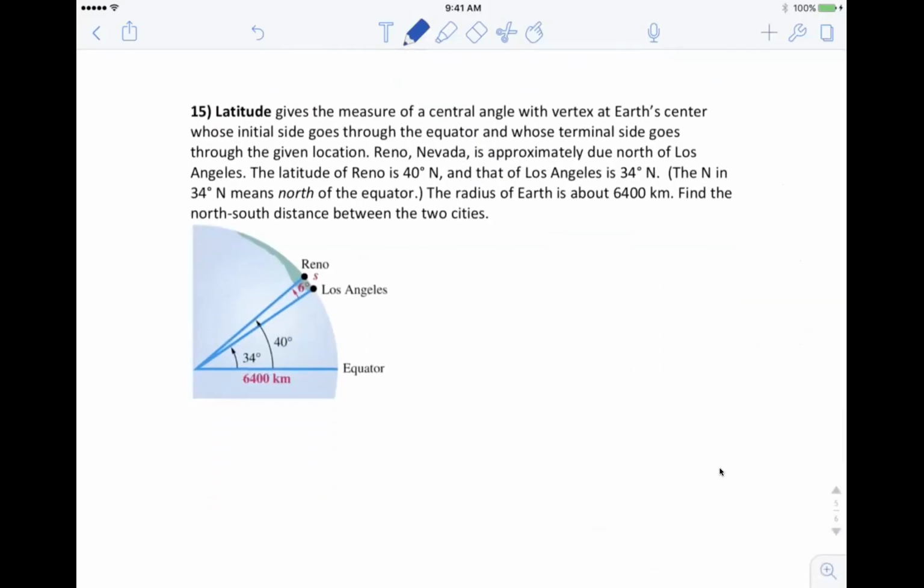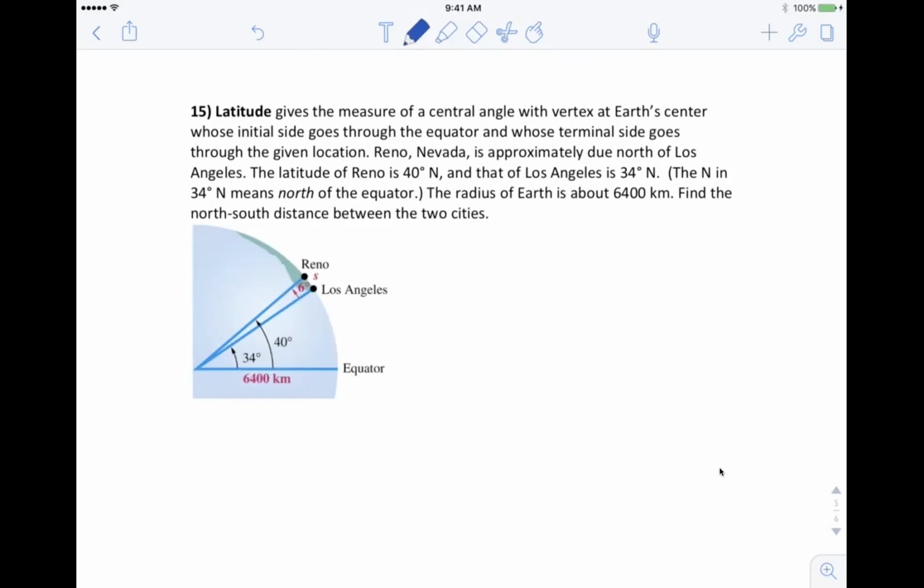Here is a word problem that we have now, the latitude of Reno versus Los Angeles. The picture sort of describes what we're looking at. Los Angeles is 34 degrees above the equator and Reno is 40 degrees above the equator. If they're both approximately on the same longitude, then their distance can be found by arc length.